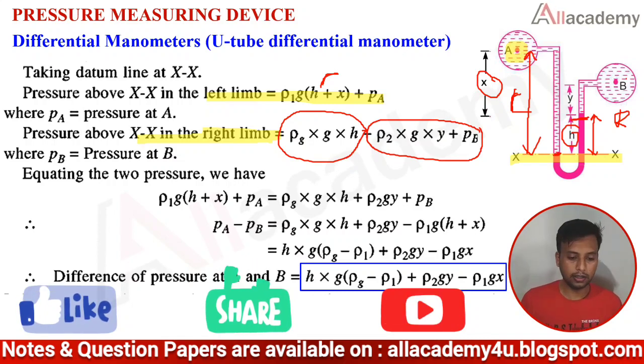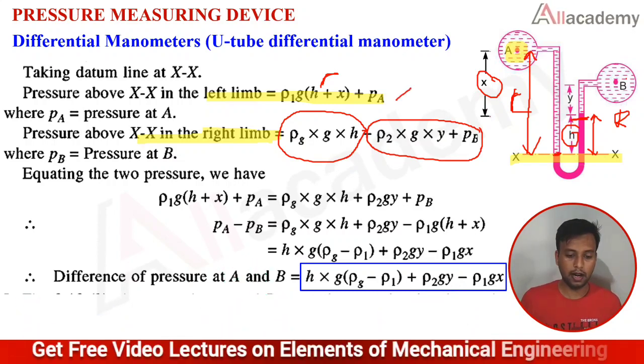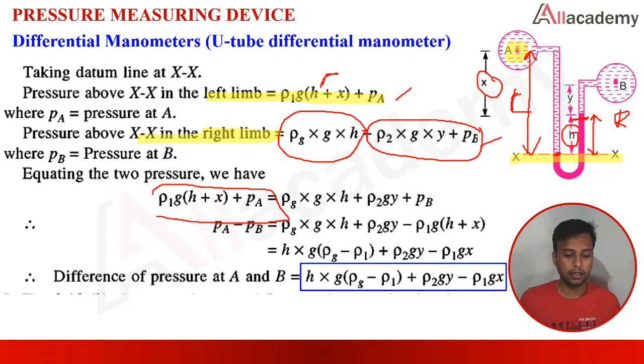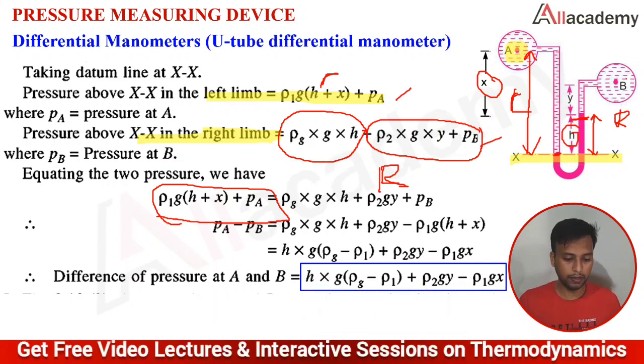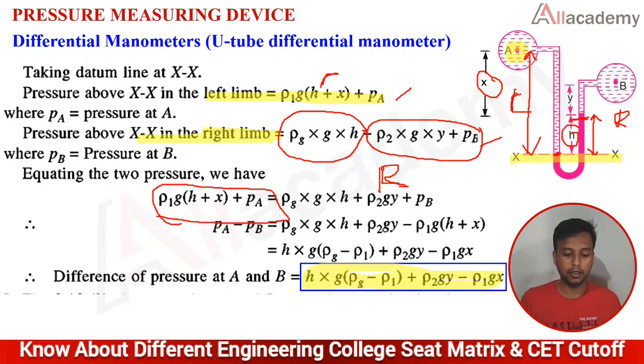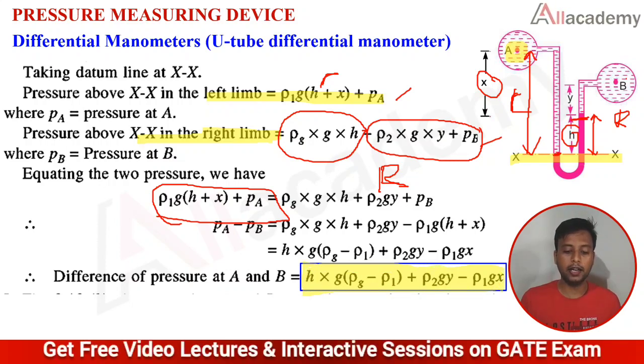So by equating these two equations, this one in the left limb and this one in the right limb, and simplifying, we'll get the difference PA minus PB. Here we get the difference in the pressure at points A and B.